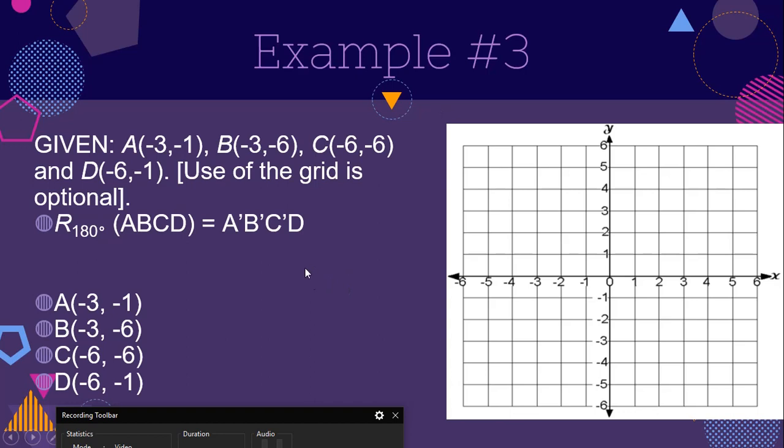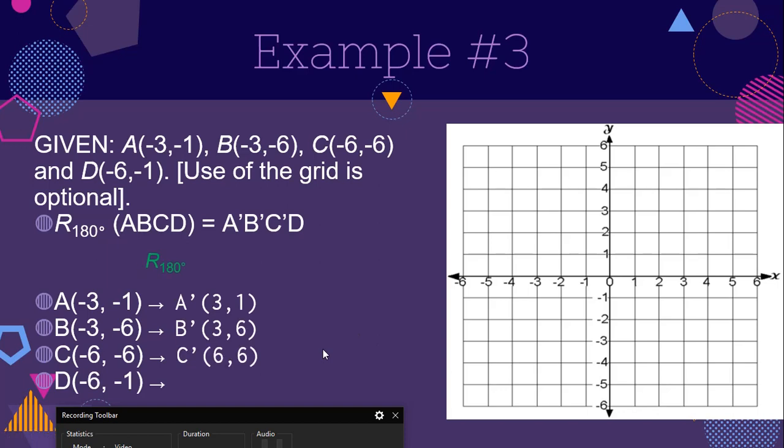Because this is such a simple rule, I said that the use of the grid is optional. So we can just use the white space. Let's list our 4 original points. We're going to apply a rule of rotate 180 degrees. And we're going to negate all of our points. And there it is.